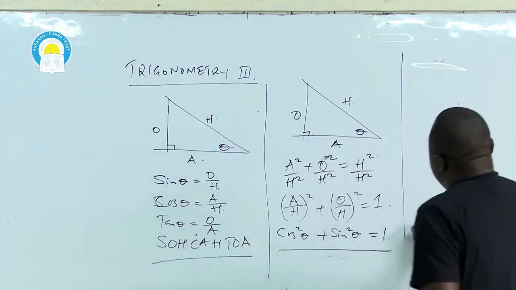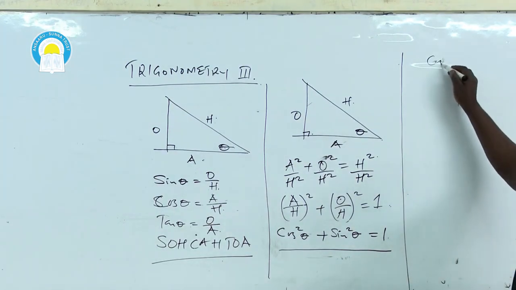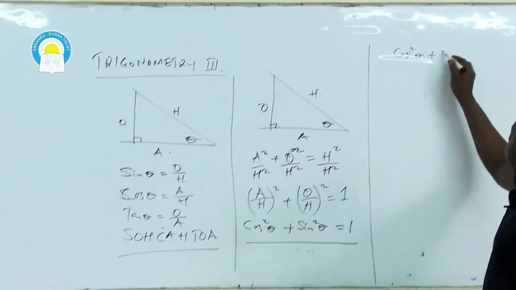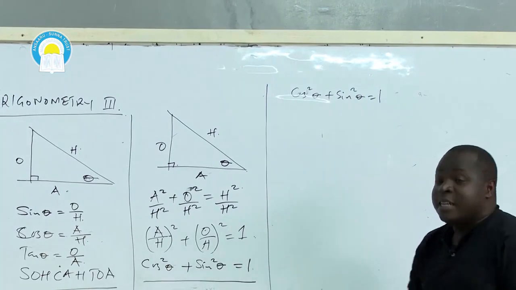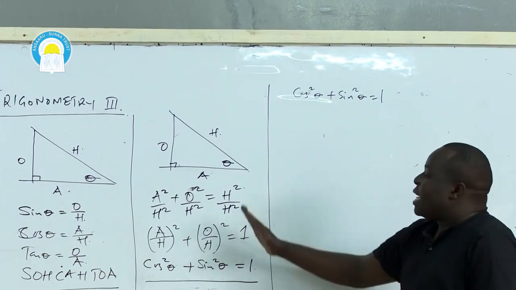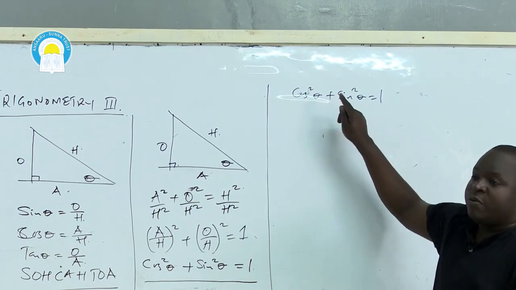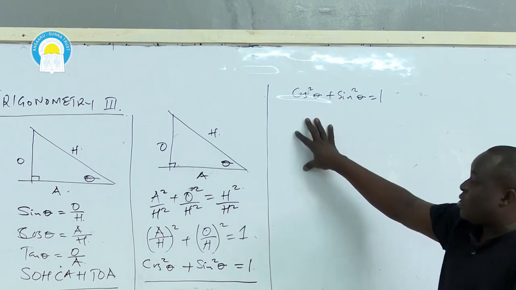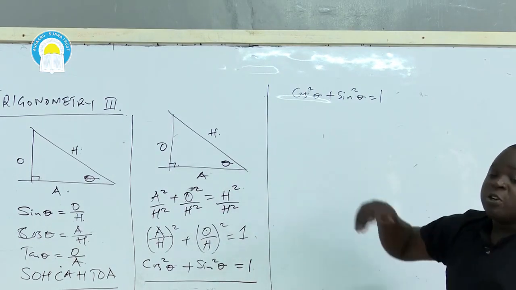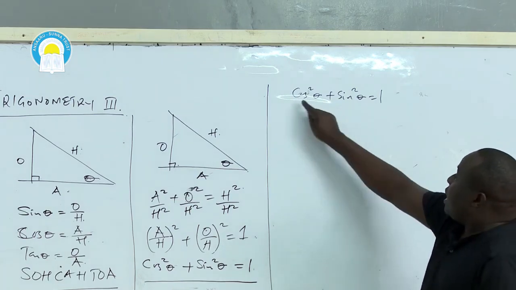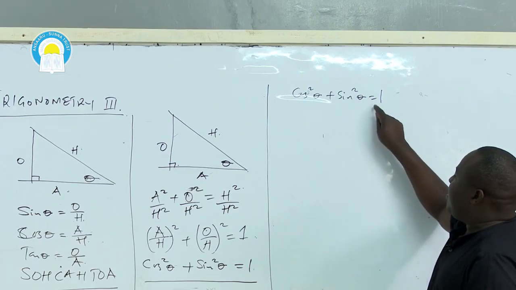So the relation we have been introduced to, which is a trigonometric identity in this case, is cos squared theta plus sine squared theta equals to 1. This relation is a very important one as far as trigonometry is concerned. There is so much application of this in both expressions in trigonometry and also in equations. So always note that if I have cos squared theta plus sine squared theta, the value should be 1.